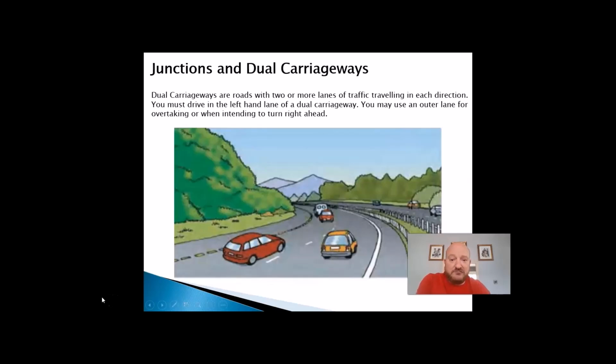Dual carriageways are roads with two or more lanes of traffic travelling in each direction. You must drive in the left-hand lane of a dual carriageway. You may use an outer lane for overtaking or when intending to turn right ahead. The right-hand lane is not the fast lane, it's the overtaking lane. You get into the lane, you overtake, you get back into the left-hand lane.